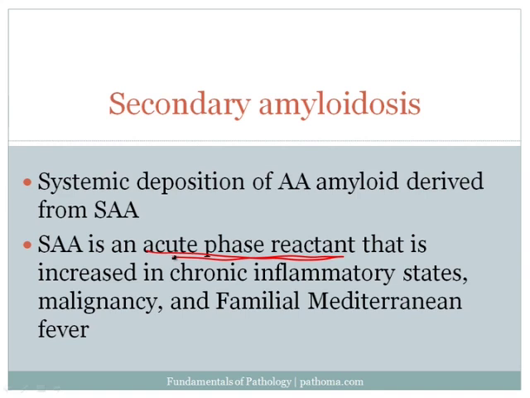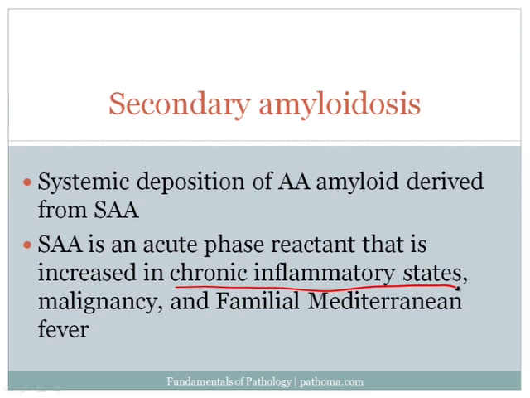Now, if SAA is an acute phase reactant, then we can derive that secondary amyloidosis is going to be related to circumstances where there is chronic inflammation. So, for example, if the patient has a chronic inflammatory state, that can result in secondary amyloidosis. So what would be some examples of chronic inflammatory states? Autoimmune diseases like lupus, rheumatoid arthritis, etc.